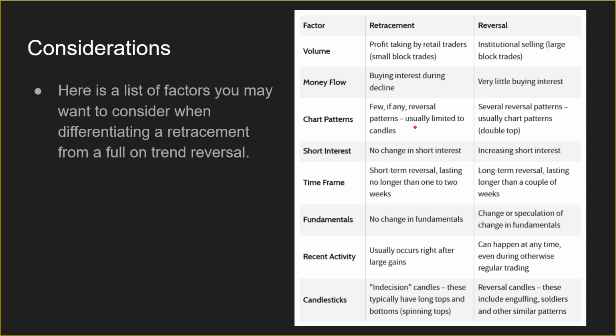So here's a list of factors you may want to consider when differentiating between a retracement, just a pullback in price, versus a full-on trend reversal. You may want to consider volume, money flow. Are there any chart patterns that could point towards a reversal pattern, or is it just a price movement without any typical pattern formation? Are there any changes in short interest? Are people shorting the market or longing the market? That's another concept to take a look at.